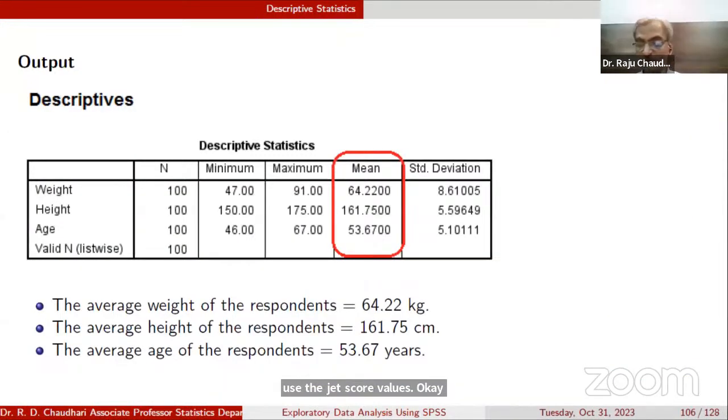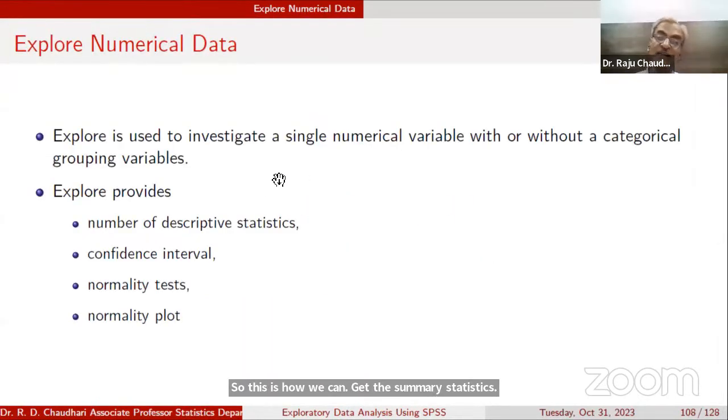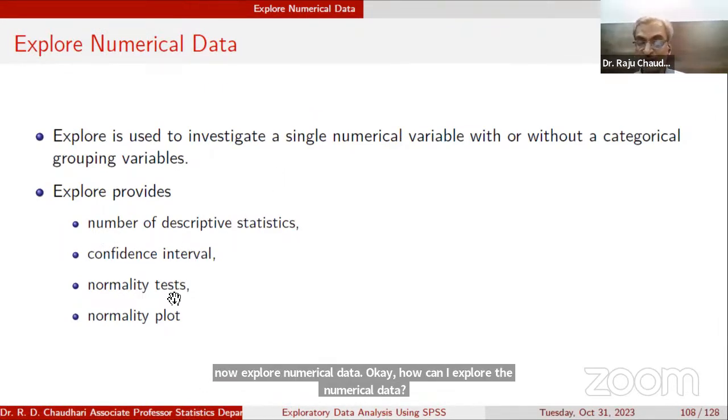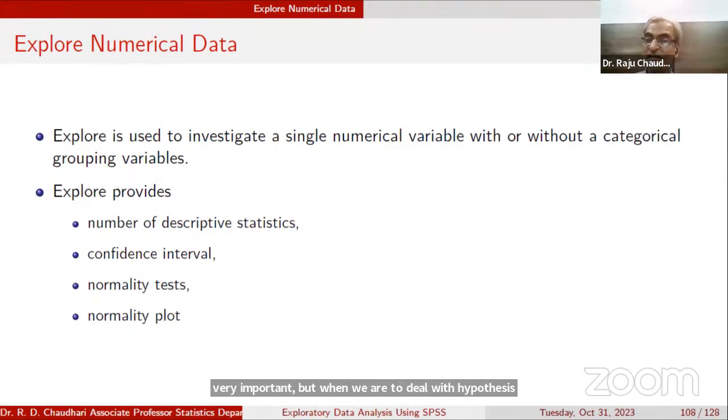So this is how we can get the summary statistics. Now, explore numerical data. How can I explore the numerical data? That is confidence interval, normality test, and normality plot. Now this is the most important part. All the basic techniques are very important, but when we have to deal with hypothesis testing with numerical data, we have to check the normality. So how can we explore the numerical data, which provides descriptive statistics, confidence interval, normality test, and the normality plot?